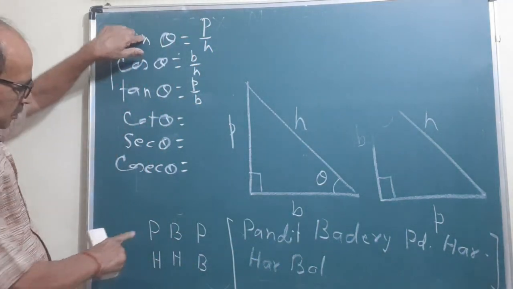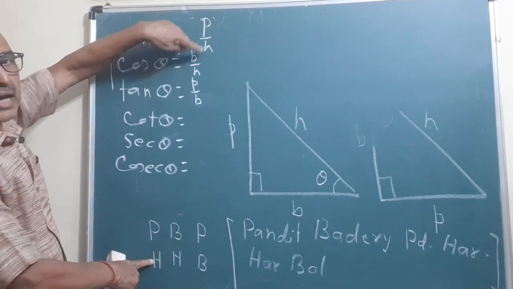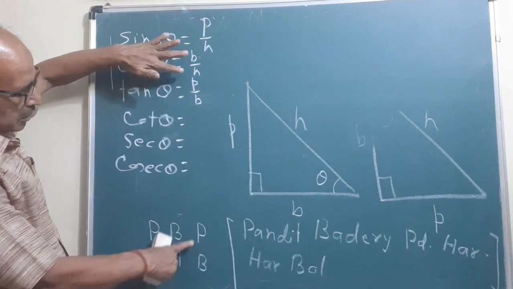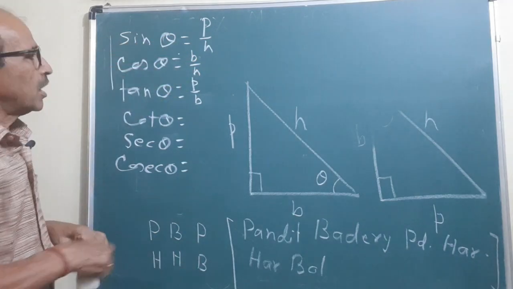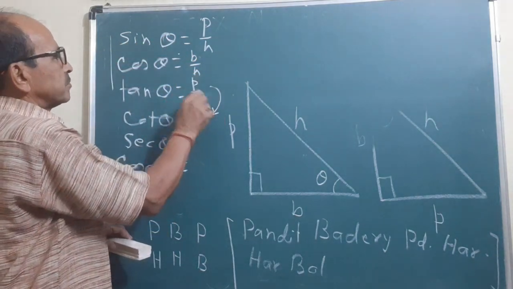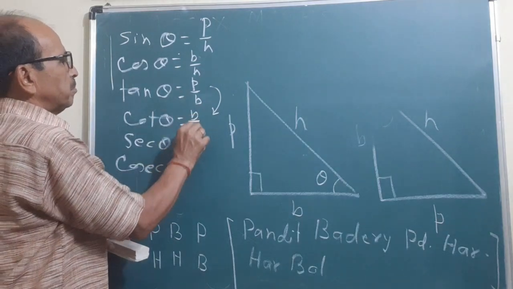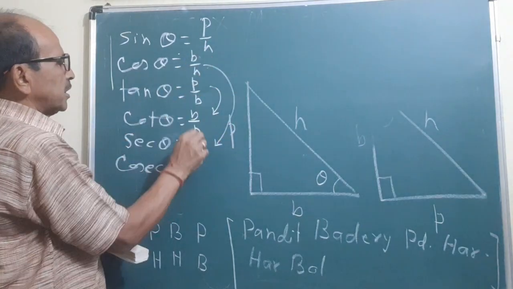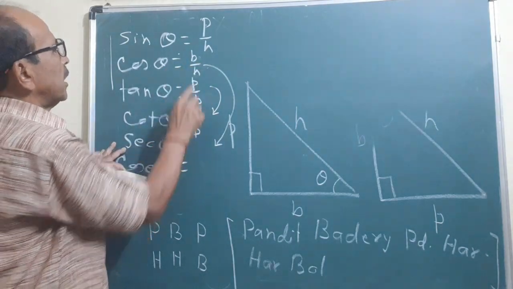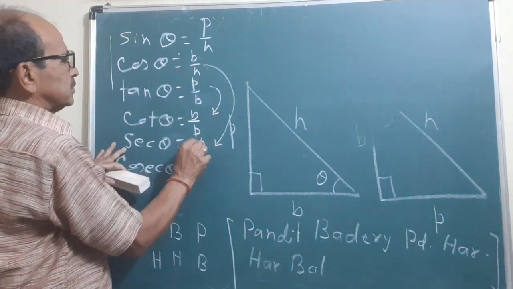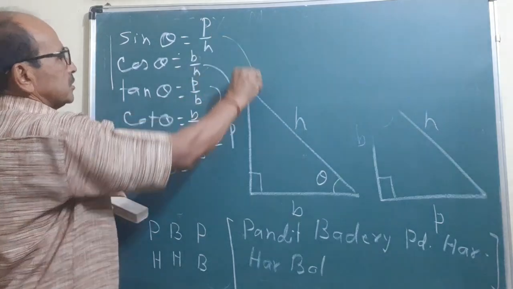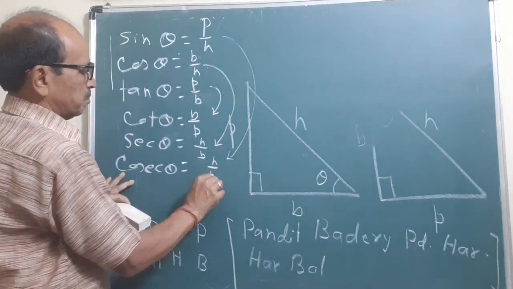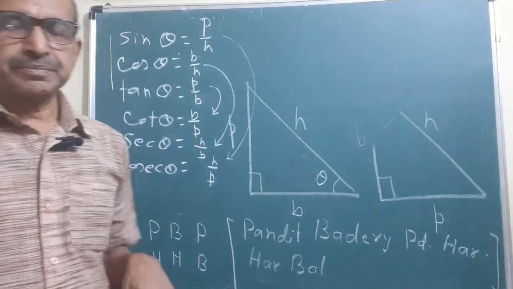So sin theta is equal to P by H, cos theta is equal to B by H, tan theta is equal to P by B. After that come the reciprocals: cot theta is B by P, sec theta is H by B, and cosec theta is H by P. In this way you will remember.